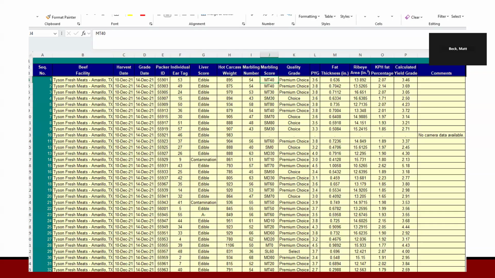And then this is the calculated yield grade. So this is what you get paid on in the grid. Okay. So like here we had a calculated yield grade of 3.17. So in that grid, that would be a yield grade 3. Make sense? Any questions?